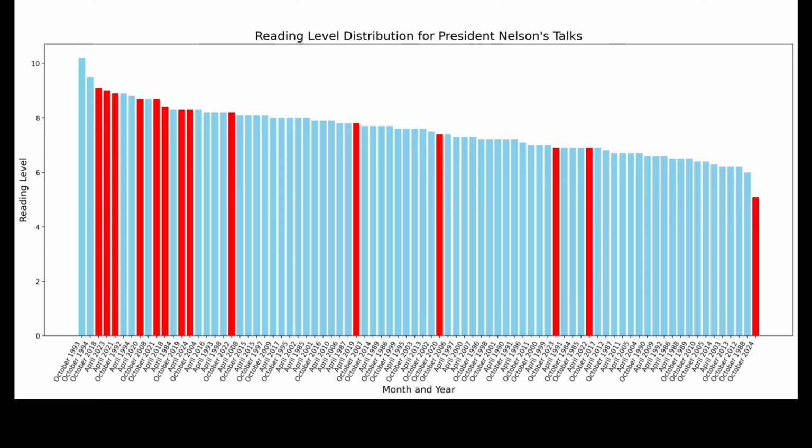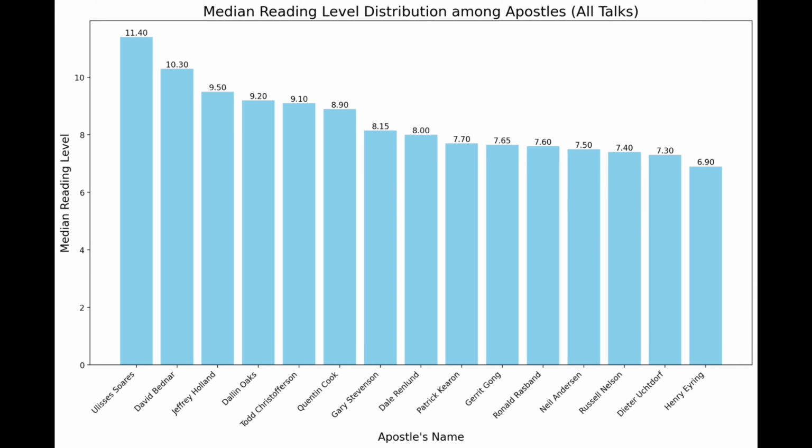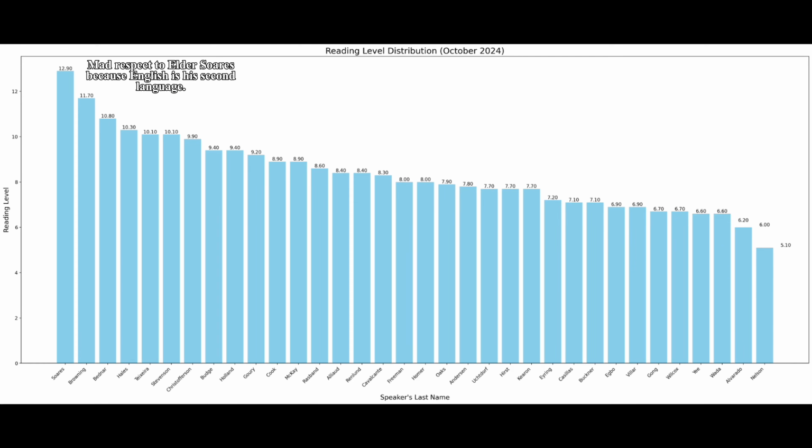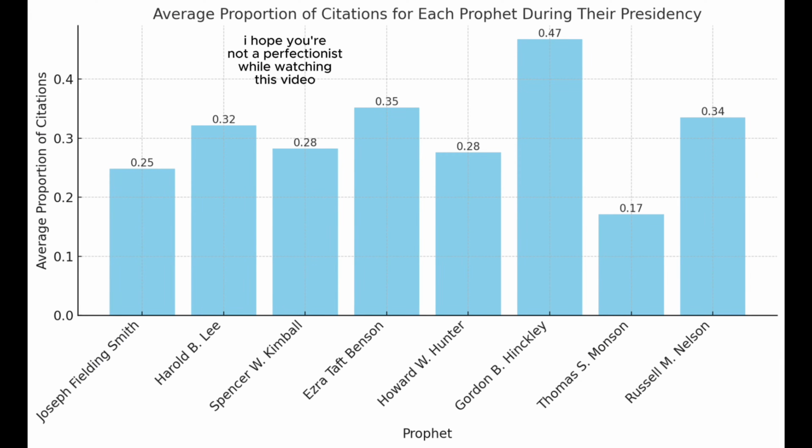Here's the average reading level of all President Nelson's talks, with the red ones being him being the prophet. Here's the median reading level of all the apostles' talks. Here's the reading level of every General Conference talk from the most recent General Conference. Here's the average proportion of citations for each prophet during their presidency.